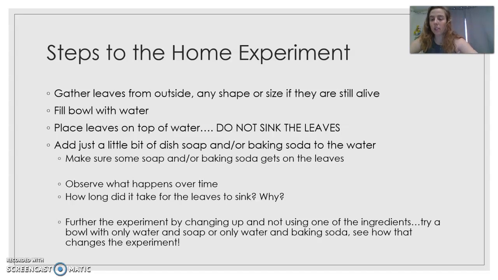The first step, of course, is to go get your leaves. They can be any shape or size, any kind of leaf. That might make the experiment more fun to see what different leaves do. And then you're going to get your bowl and you're going to fill it up with water.